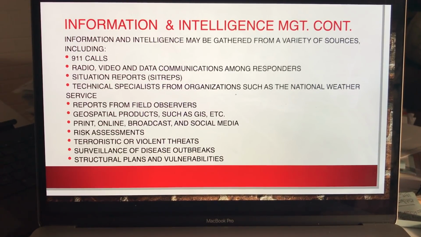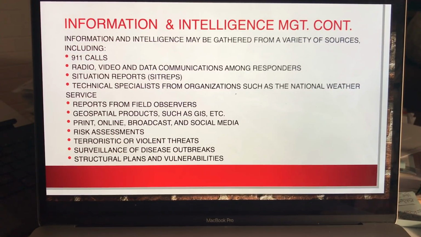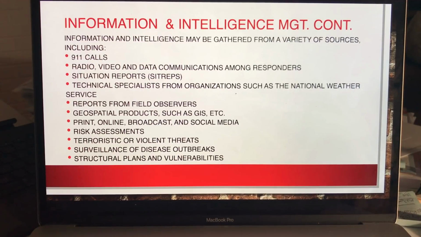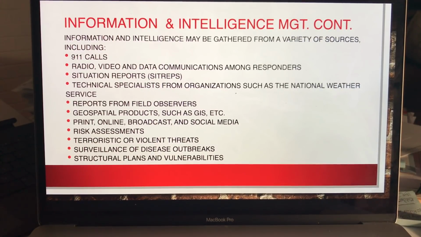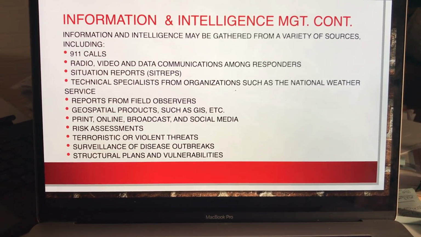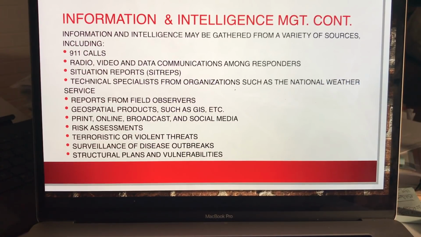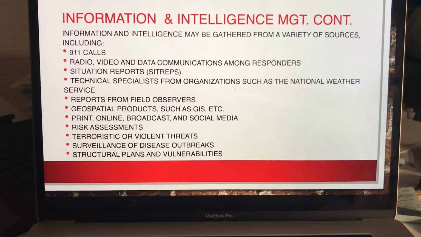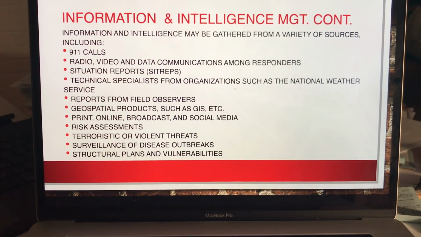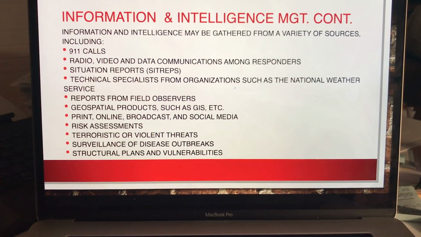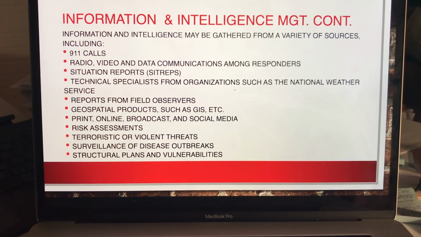Information and intelligence may be gathered from a variety of sources, including 911 calls, radio and video data communications among the responders, situation reports, technical specialists from organizations such as the National Weather Service, reports from field observers, geospatial products, print, online, broadcast, and social media, risk assessments, terroristic or violent threats, surveillance of disease outbreaks, structural plans, and vulnerabilities.